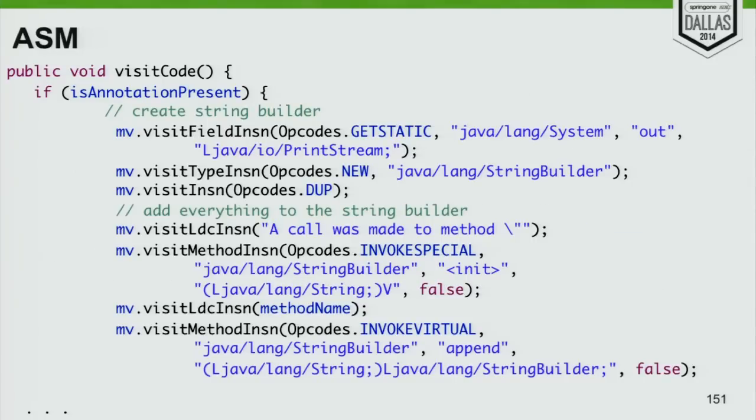So now, hopefully, when you look at this code, it isn't quite as daunting. Essentially, we start with the visit field instruction and the get static. Now, you see the java/lang/System. So that's the class. Out would be the field we're trying to get. And the Ljava/io/PrintStream, that's the description. Then we're creating a new string builder. We're invoking it with that input string. A call was made to method. And then next on this screen, you can see we're adding the actual method name to the string builder.